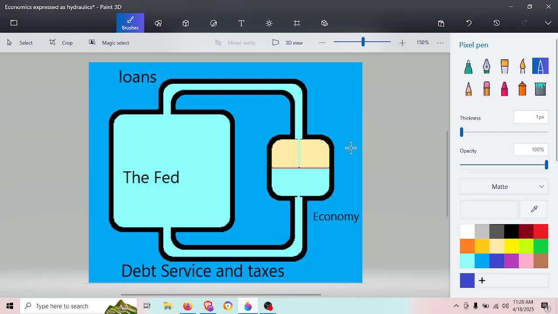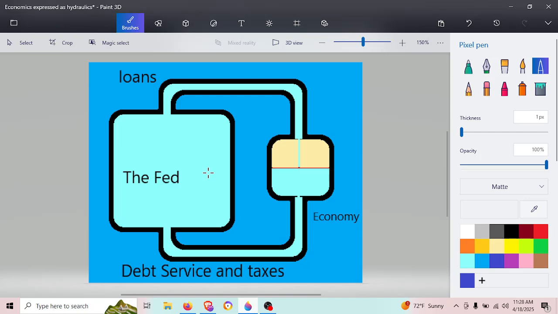Now, money enters this reservoir by loans. In other words, every bit of water in this reservoir is borrowed water. And that borrowed water has to go back to the original reservoir via debt service. And in some sense, it goes in through taxes, but that's kind of a segue. We'll leave that alone for a moment.